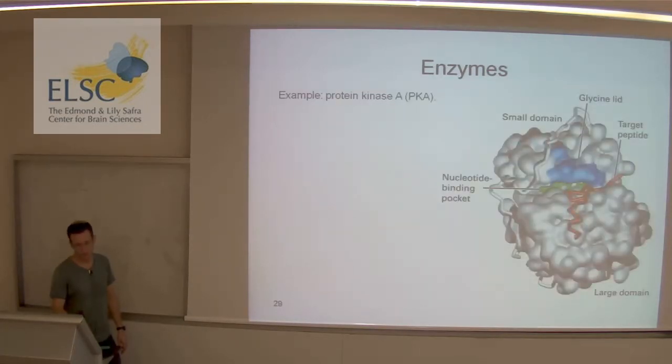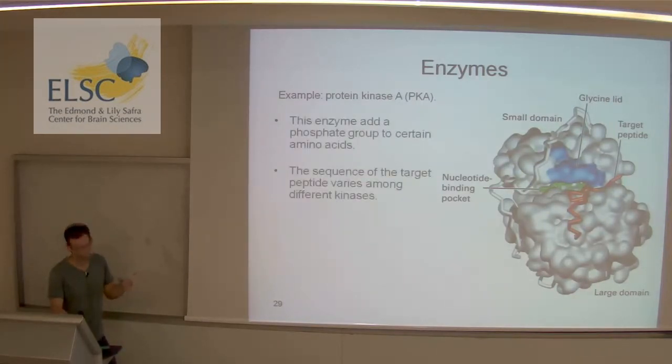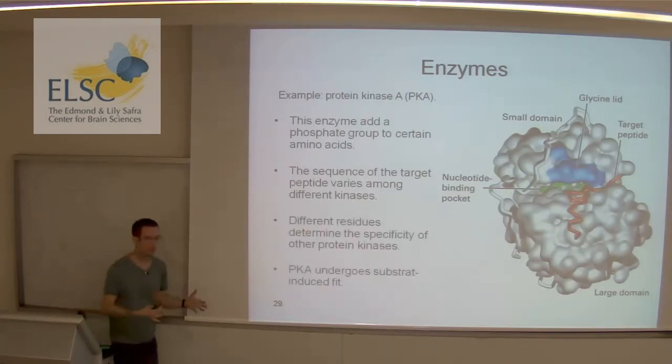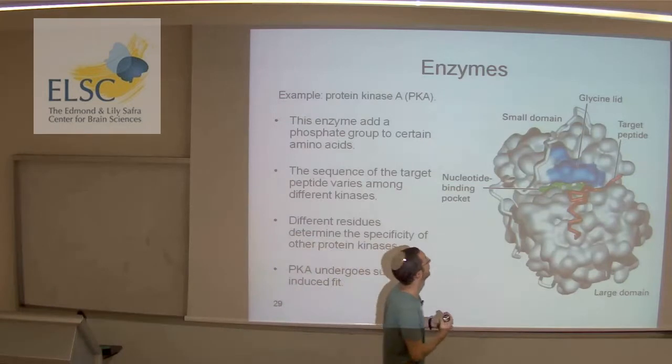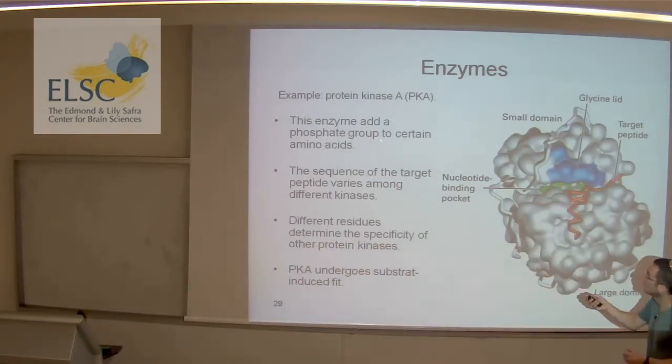Okay, now let's see a specific example of an enzyme, and I think that besides the particulars I will explain in a minute, it will also convey the principal function of enzymes. So this is PKA, protein kinase A. It has a large domain. It has a region we call the small domain. It has a region that we call the glycine lid. It's like a cover that undergoes a substrate-induced fit.